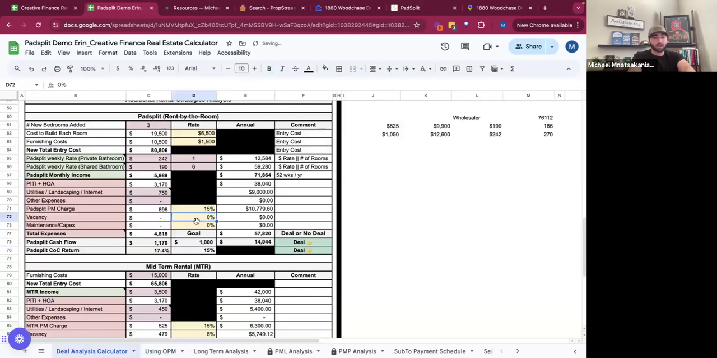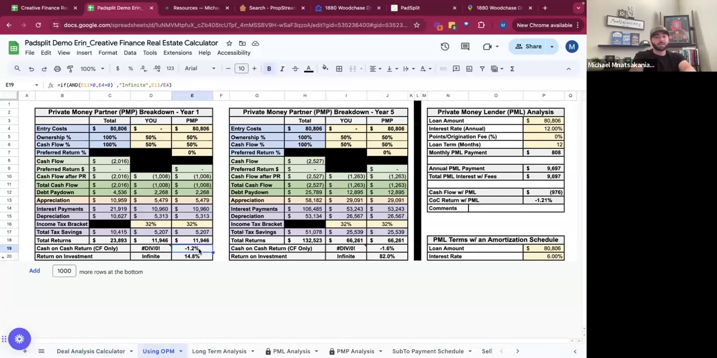So if I'm going with a PadSplit exit, I have the 8% vacancy and I have the 10% for reserves. I won't even look at a deal if it's not already generating these goals with all these accounted for. So $1,000 a month of cash flow after all our reserves are accounted for, and 15% cash on cash return after all our reserves are accounted for. And then my partners should be getting at least 6%, if not higher, cash on cash return, and I'm able to pay them a 5% preferred return. And their total return on investment is 20+%.